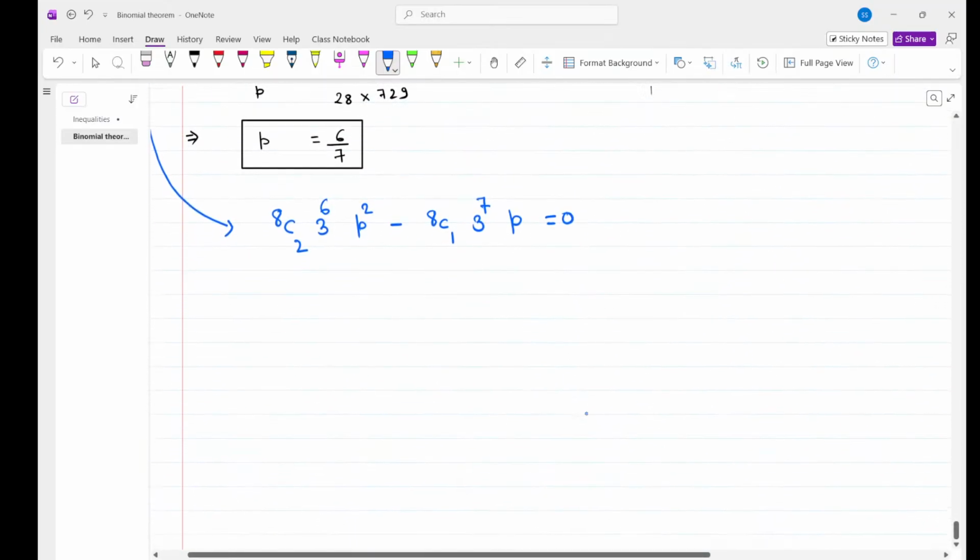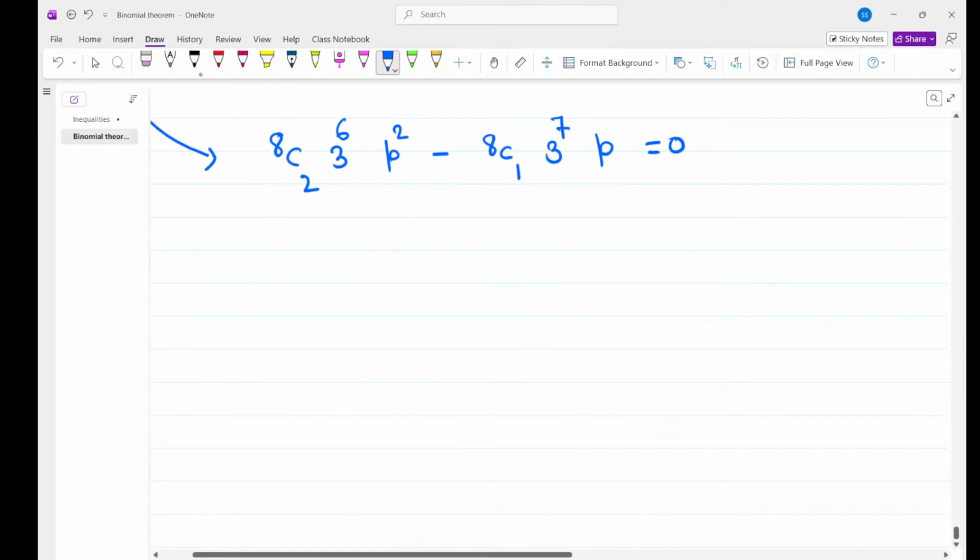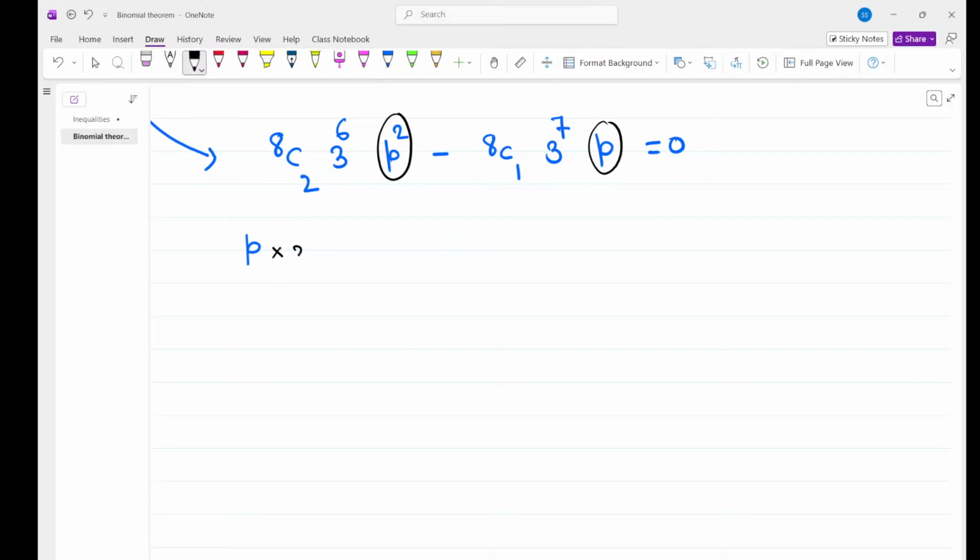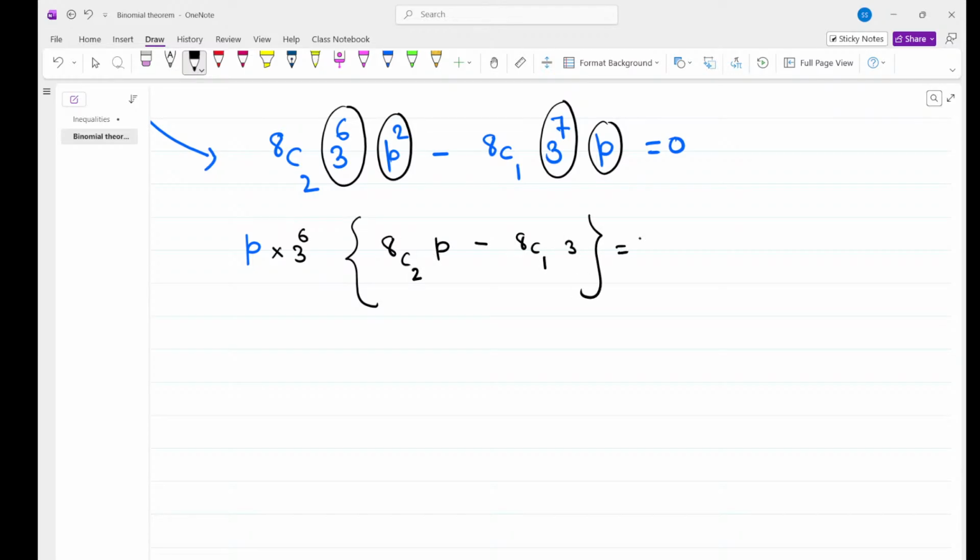You know this. Now I will take p as a common. See, p square is here, p is here. As well as I can take 3 raised to power 6 as a common also, because see, 3 raised to power 6 and 3 raised to power 7. So what we will have? 8C2 times p minus 8C1 times 3 should be equals to 0. Am I right? Please see.